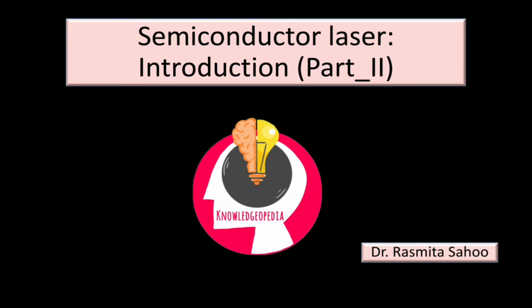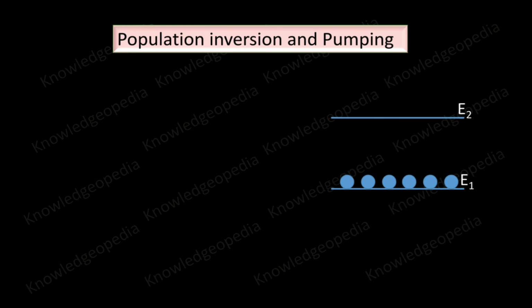So today we'll look into some of the important concepts which are essential to understand the laser activity, and after that you will be knowing why the intensity of the light increases in case of a laser. Let us now understand some other terms like population inversion and pumping.